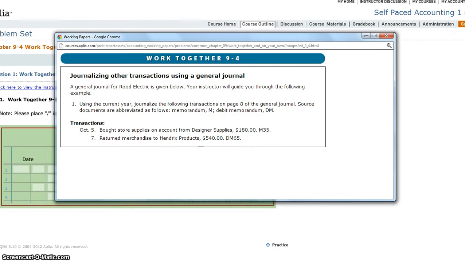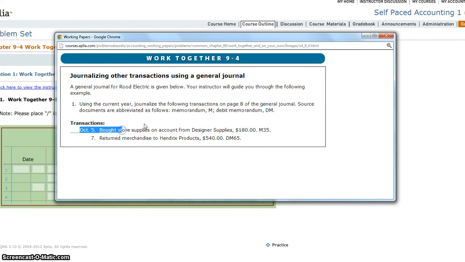Now, in the work together problem for 9.4, it says that a general journal for Rude Electric is given below, and we're going to use the current year and journalize the transactions on page 8 of the general journal. Now, source documents are going to be abbreviated as a memorandum, and then we have also this other form called a debit memorandum, which we're going to talk about here in just a second.